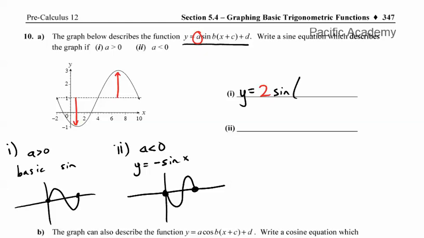We can find the b value using the period. So the period is the distance from the start to the end of the wave. The period in this case is 10 minus negative 2, 12 units. So b is 2 pi over p. 2 pi over 12 is the same as pi over 6.